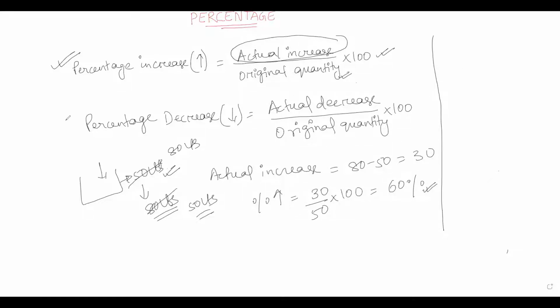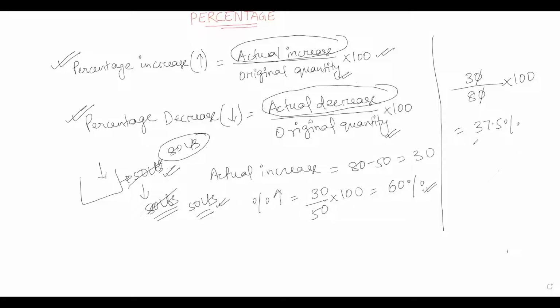So again, we'd be using now the percentage decrease formula, which is actual decrease upon original quantity times 100. So in this case, the decrease would be 80 minus 50, which would be 30 again. And now the original quantity was 80 liters, not 50 liters. So we need to take here 80 times 100. So now if you calculate, this would be 37.5%. So that means there is a 37.5% decrease from 80 liters to 50 liters. We can put a negative sign here to indicate that this is a decrease in the percentage.